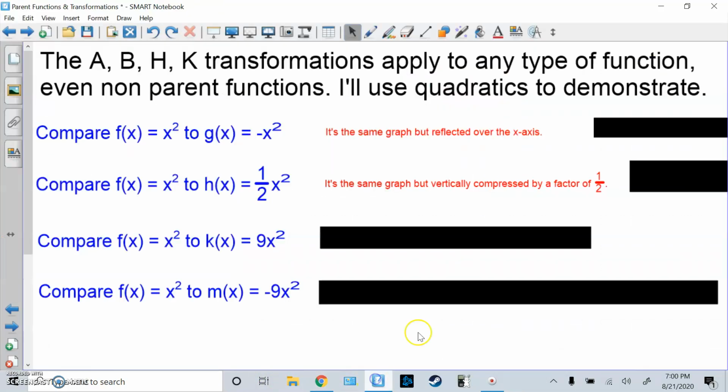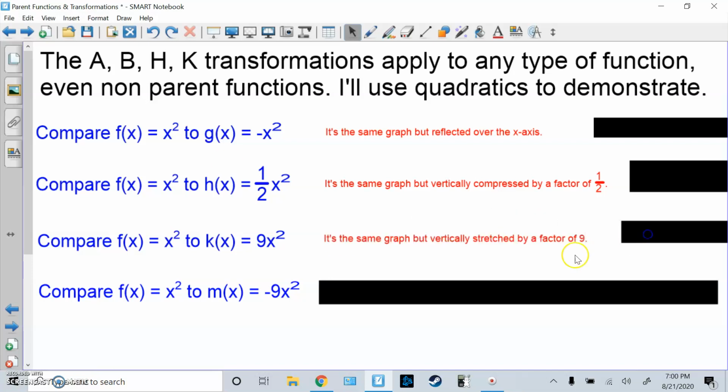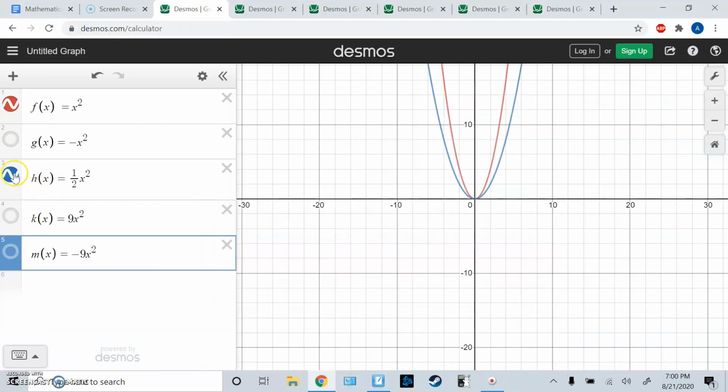Alright, this next one. X squared to 9x squared. Well, now a is 9. Not negative, so no flipping. But a is bigger than 1. Bigger than 1 means stretch. The bigger the number, the bigger the stretch. So this is going to be the exact same graph, but vertically stretched by a factor of 9. So here that is. So see, it's skinnier and taller because we're pulling it from the top and bottom.